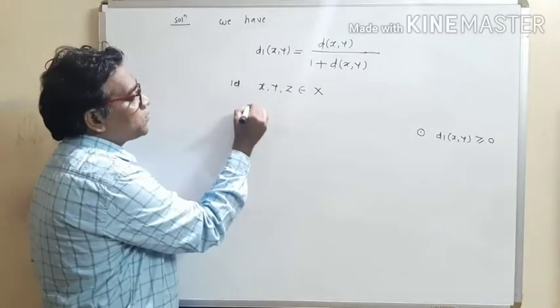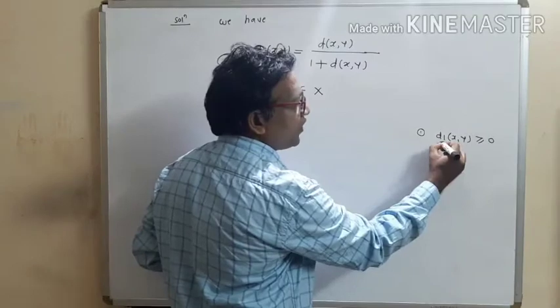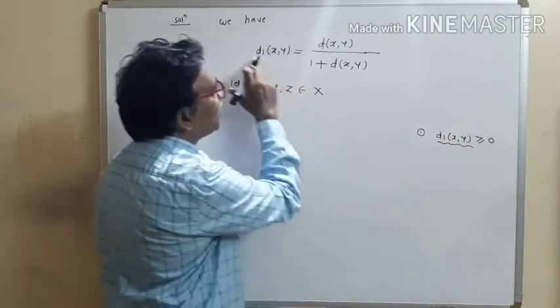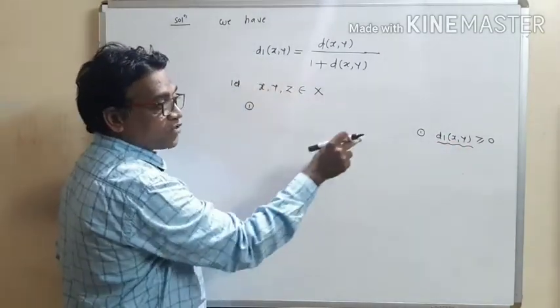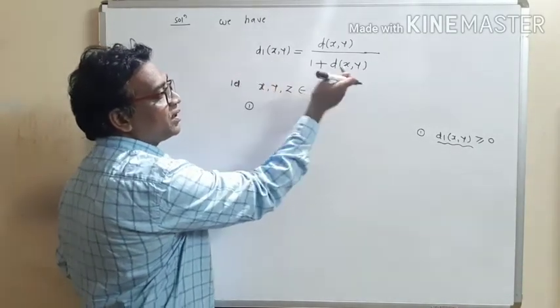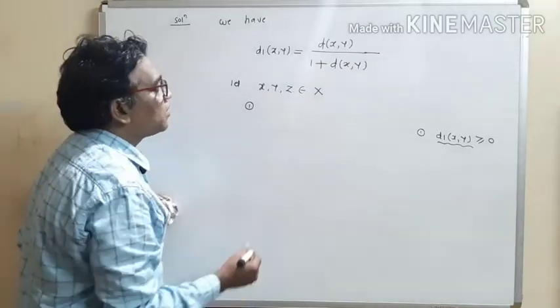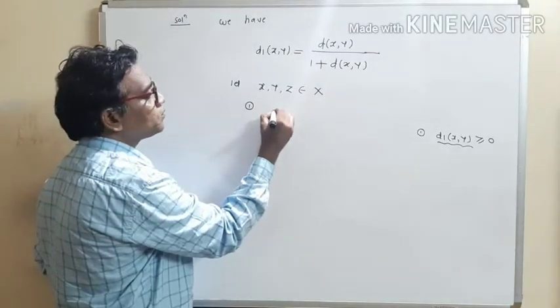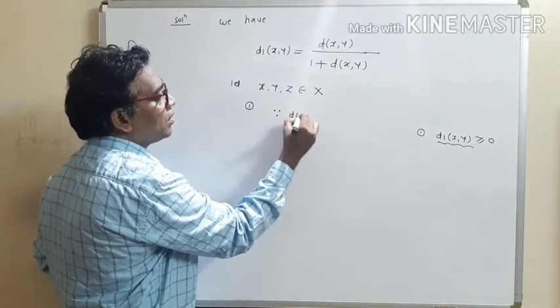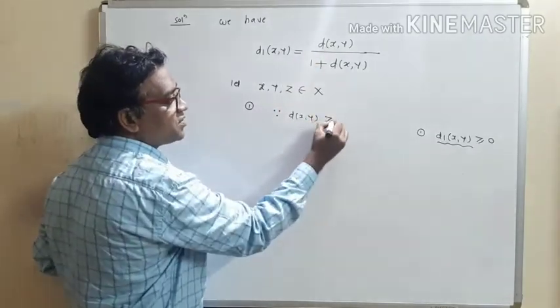Now let us prove the first property. What is the first property? Show that d1(x,y) is non-negative. Now first of all observe what is the value of d1(x,y). d1(x,y) is given by this whole term, so use this term. So write down, since now this numerator d(x,y) is non-negative.